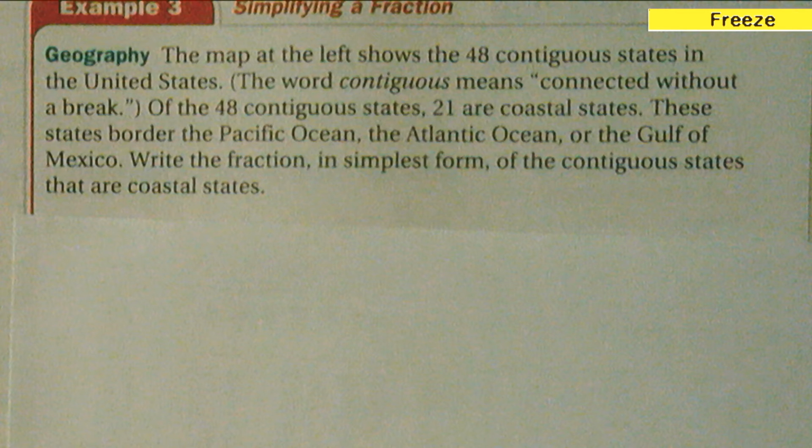Of the 48 contiguous states, 12 are coastal states. These states border the Pacific Ocean, the Atlantic Ocean and the Gulf of Mexico. Write the fraction in simplest form of contiguous states that are coastal. So go ahead and write this. So I want you to write the fraction in simplest form of the contiguous states that are coastal.